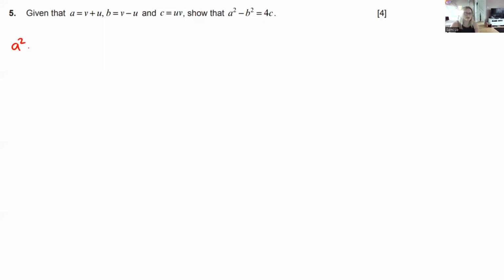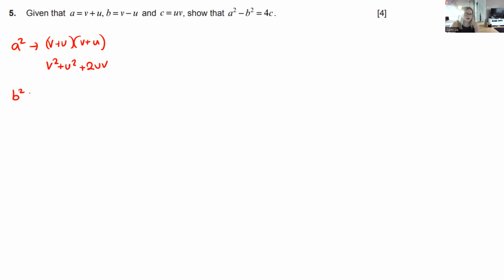So a squared, and I'm going to expand that out. So we got v plus u, v plus u. Now if I expand that out, that gives me v squared plus u squared plus 2uv, or vu, whichever way.